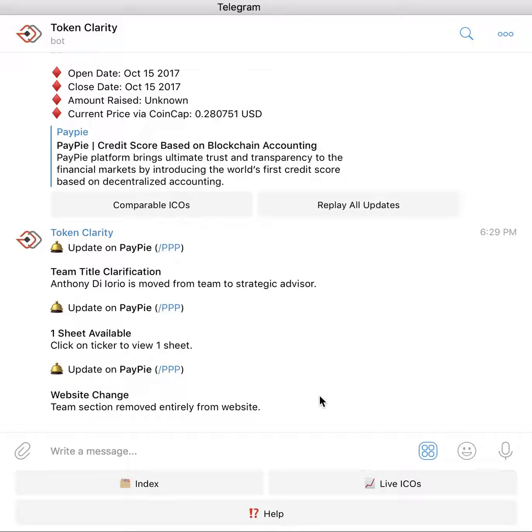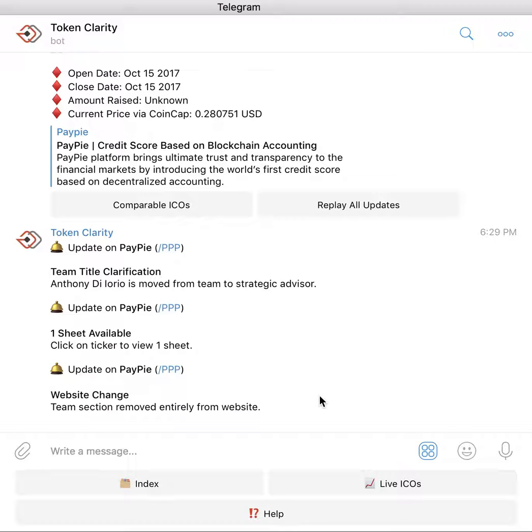So Anthony Diorio, who most people know from the Ethereum project, was on the advisory board of this project, which is a great coup for PayPi. But at some point, he was listed as a team member, a member of the operating team of the company, and then was quietly moved from that page to the advisor page of the website. So that was something that we didn't miss, and we did send out an alert related to that.